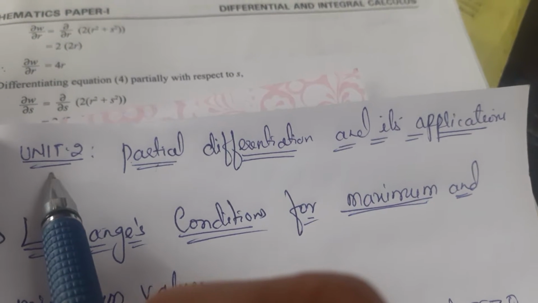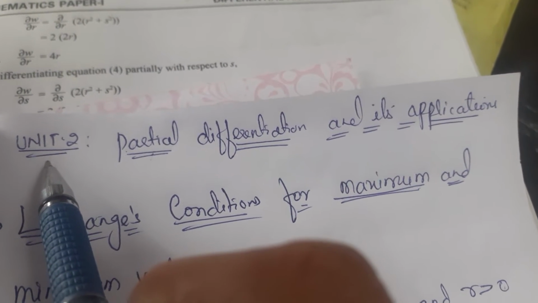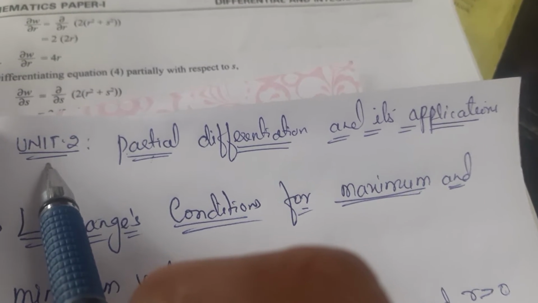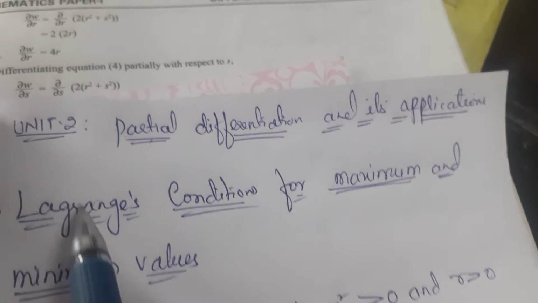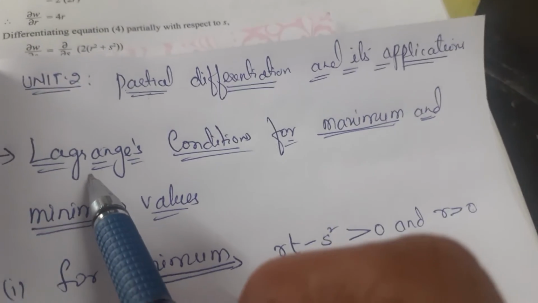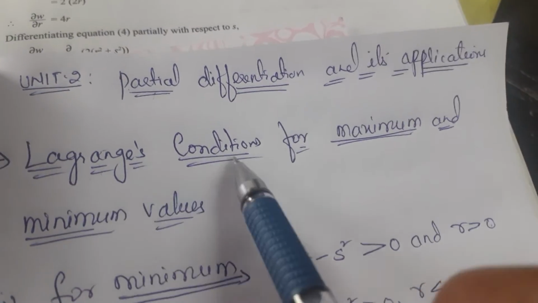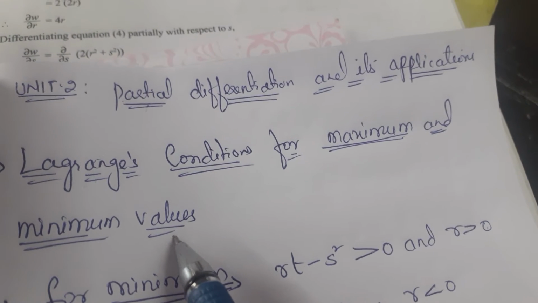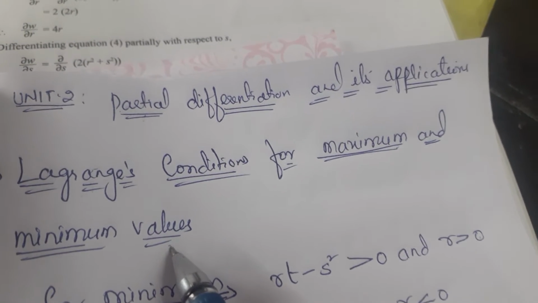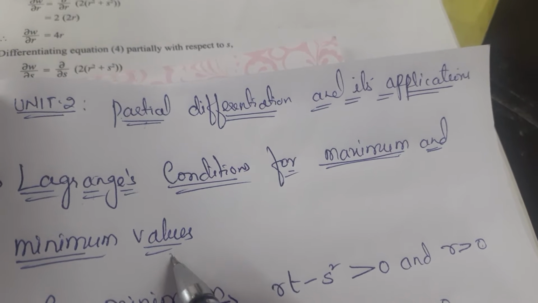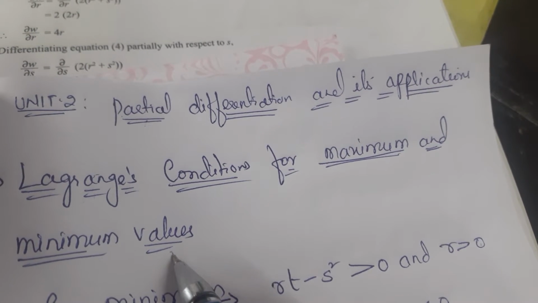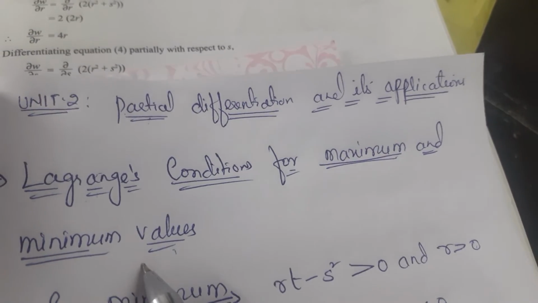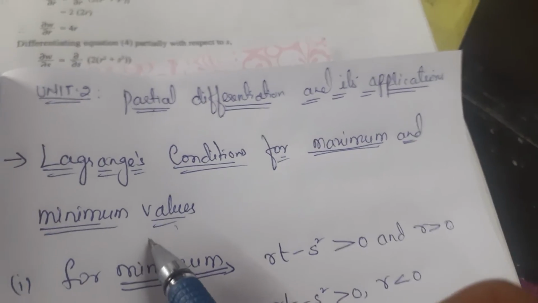Now today I am going to explain the next important definitions of partial differentiation and its application, unit second. Based on these definitions we will do some problems. The definition which I'm going to explain today is the Lagrange condition for maximum and minimum value. In our previous video, for extreme points, we have maximum and minimum values. So how to find the maximum and minimum value, I am going to explain today.